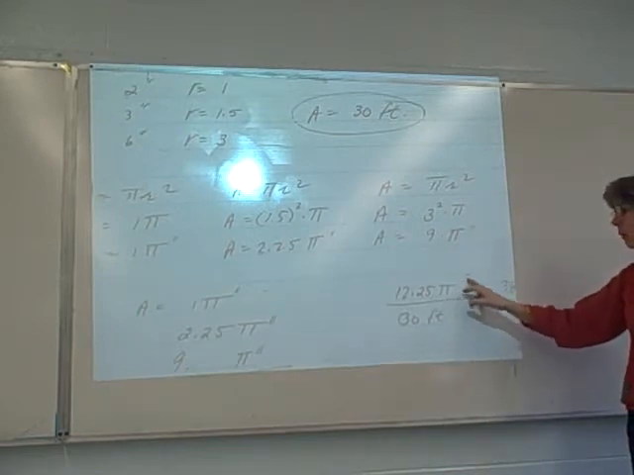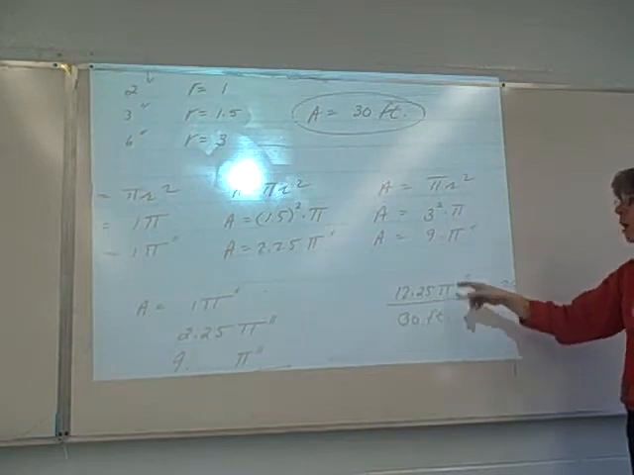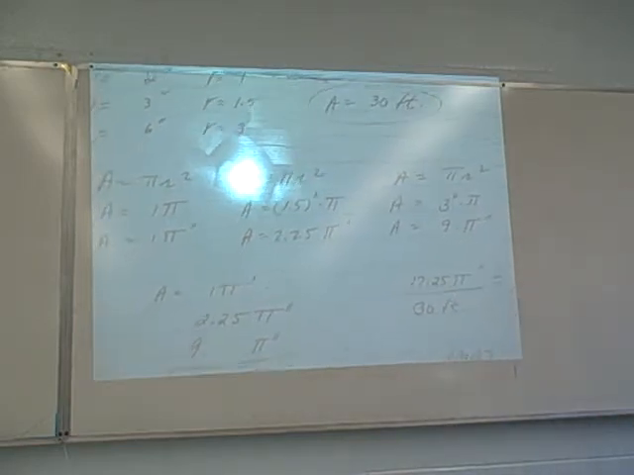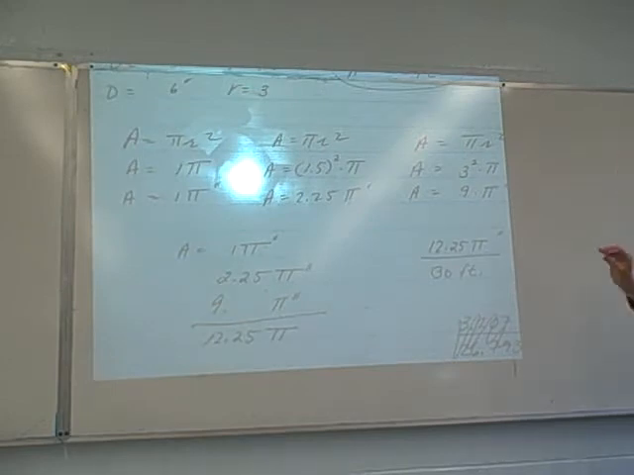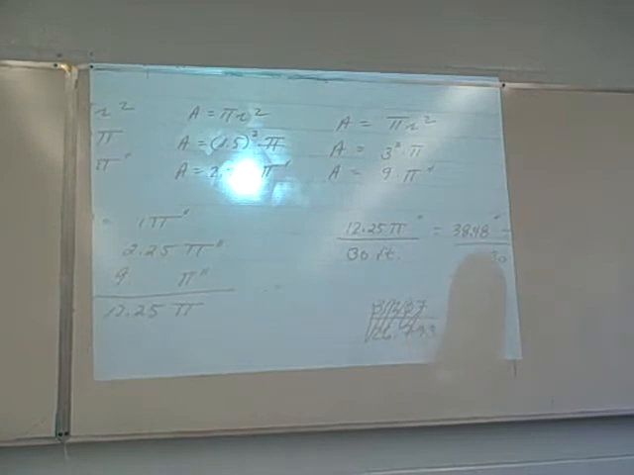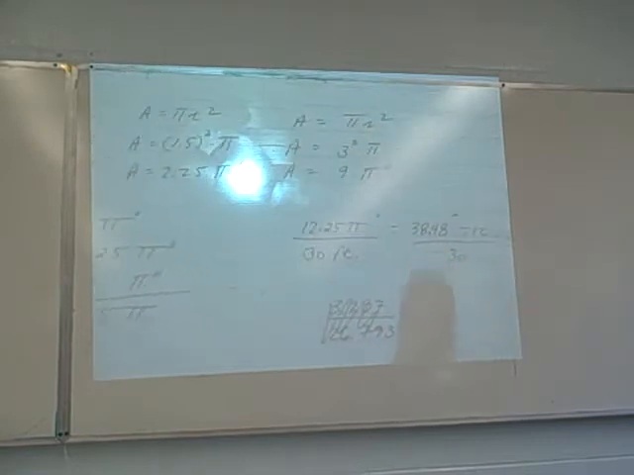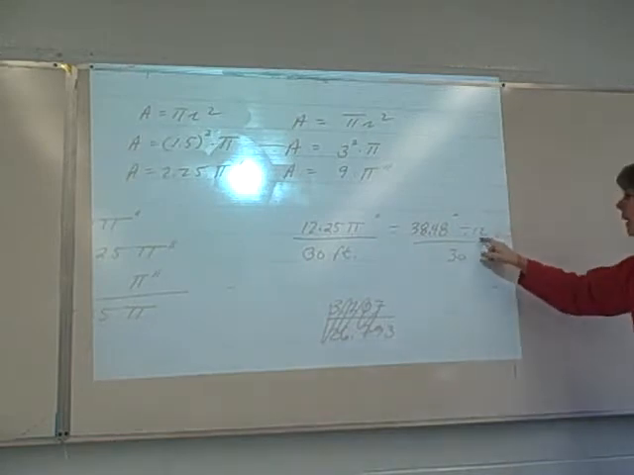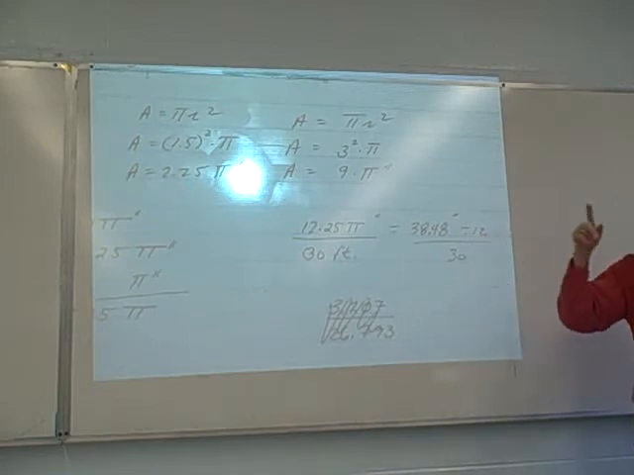And then the first time I went through this, oh, I know what I did. I added up the area of all the little holes, and I got 12.25 pi. And then I multiplied 12.25 pi and got 38.48 inches. Now the first time I did it, I know what I did. I divided this by 12, and I should have divided by something else.